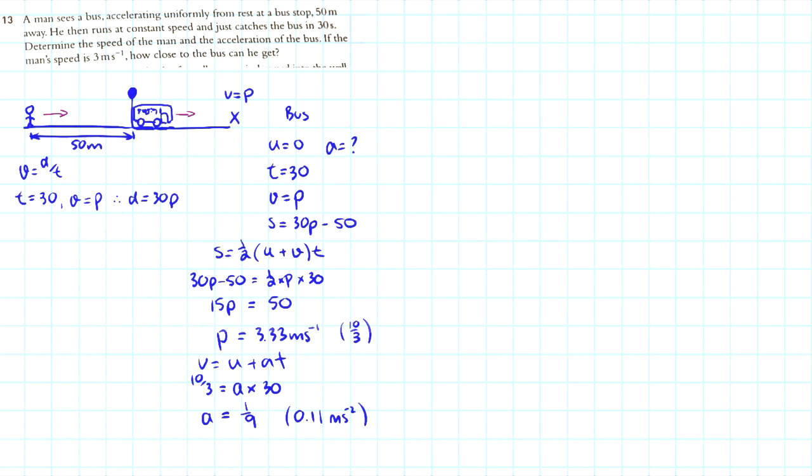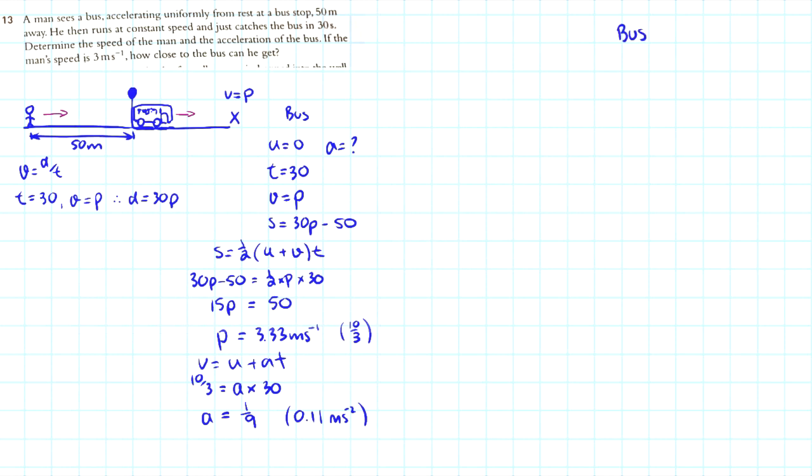All right, for part two, the man is now running at 3 meters per second, which is slower than the 3.3 he needed to catch the bus. So he doesn't catch the bus, but we have to find out how close he can get to the bus if he runs at 3 meters per second. All right, so let's work with the bus.